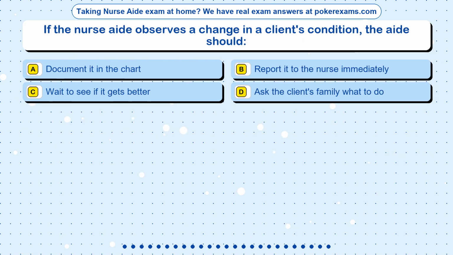Question 20. If the nurse aide observes a change in a client's condition, the aide should: Option A, document it in the chart. Option B, report it to the nurse immediately. Option C, wait to see if it gets better. Option D, ask the client's family what to do.